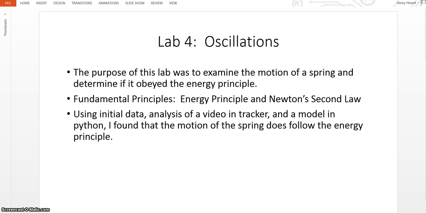The purpose of this lab was to examine the motion of a spring and determine if it obeyed the energy principle. Some fundamental principles that I used were the energy principle and Newton's second law. Using the initial data, analysis of a video and tracker, and a model in Python, I found that the motion of the spring does follow the energy principle.